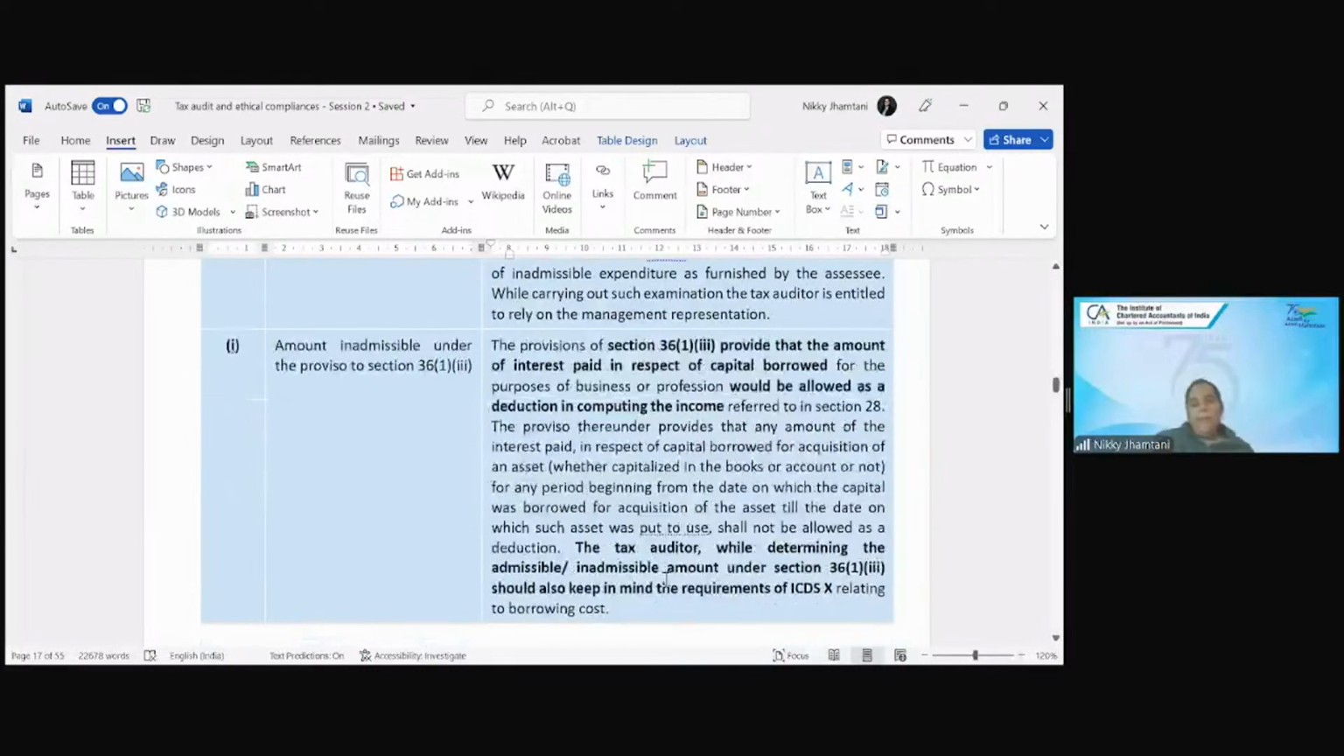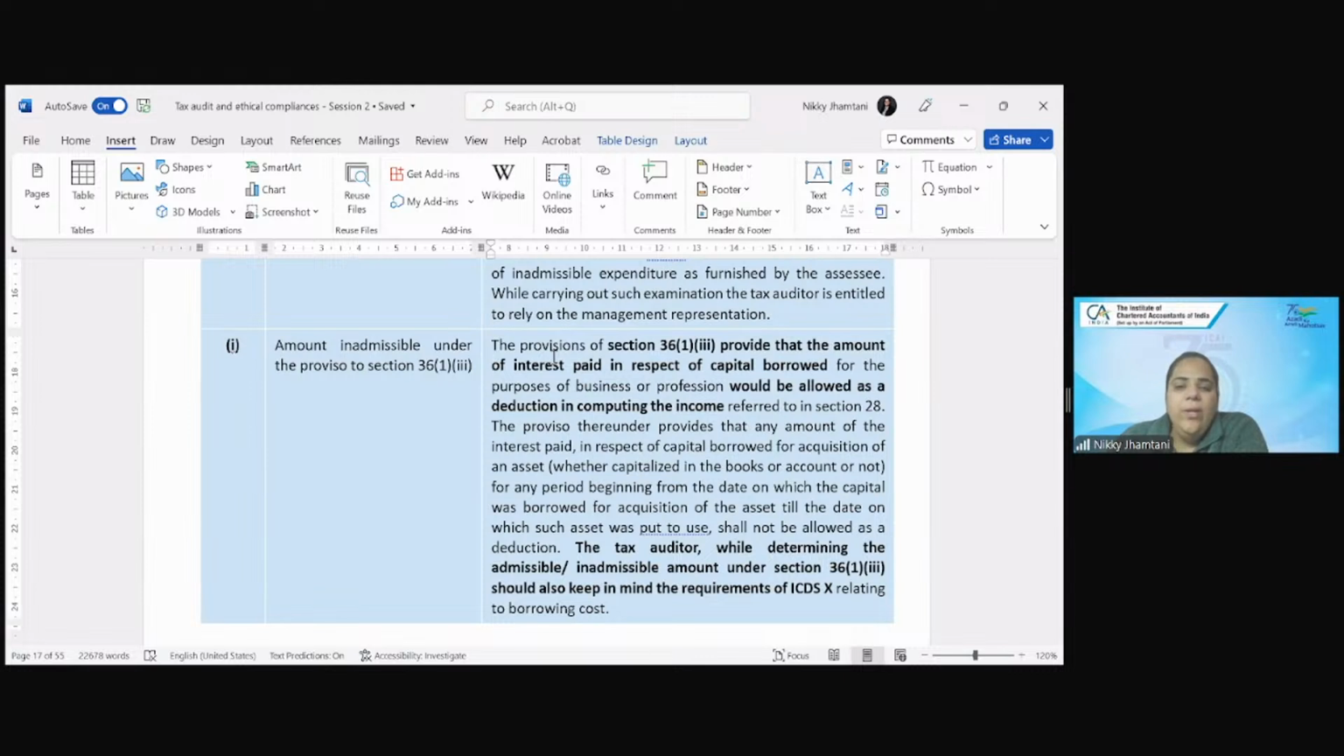Then next is amount inadmissible under the proviso to section 36(1)(iii). 36(1)(iii) deals with deduction of interest. The provisions of 36(1)(iii) provide that the amount of interest paid in respect of capital borrowed for the purpose of business or profession would be allowed as a deduction in computing the income referred to in 28.